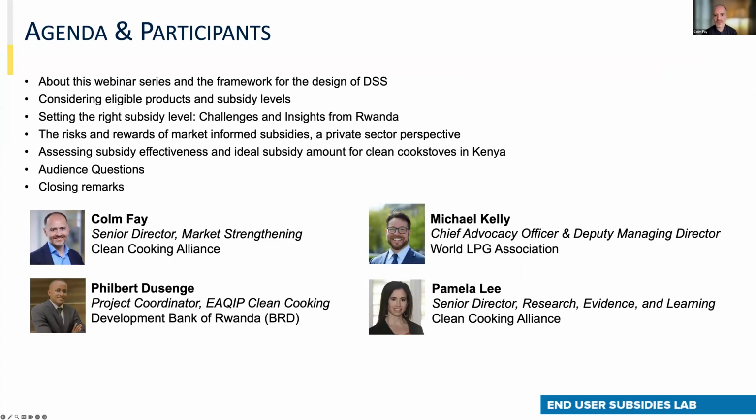I'll go over the agenda for the webinar quickly. To begin with, I'll give a quick overview of the End User Subsidy Lab and the framework that's being developed for the design of demand-side subsidies. Our first presenter then is going to be Philbert Dusenge from the Development Bank of Rwanda, who will share some of the insights and challenges of selecting eligible products and setting the right subsidy levels. In this case for clean cooking products.